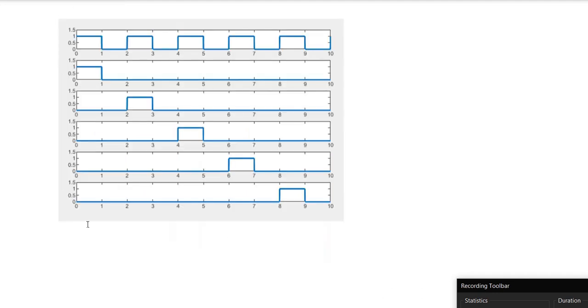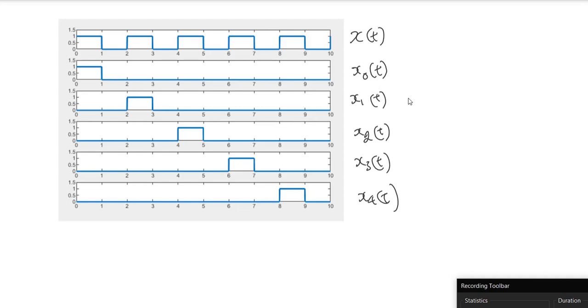This is what it looks like, right? So here is our original signal, which is a sequence of pulses. And I want to express this as a sum of all these signals, right? So this is the first pulse, this is the pulse shifted by 2, pulse shifted by 4, and so on. And as you can see, if you add all these 5 signals, you will get back the original signal.